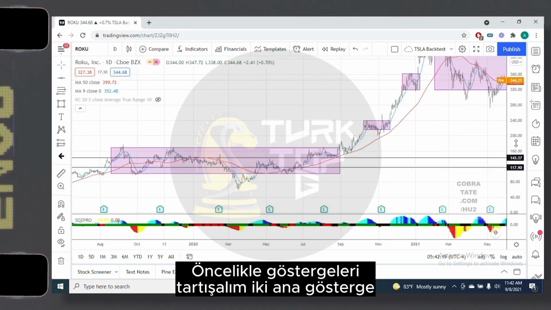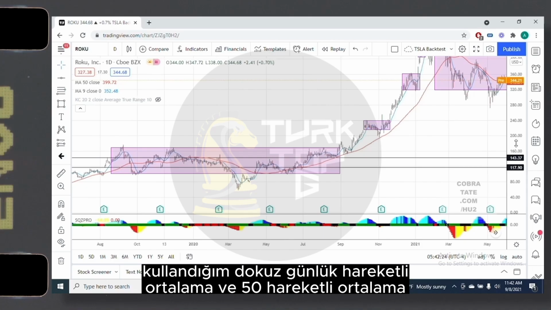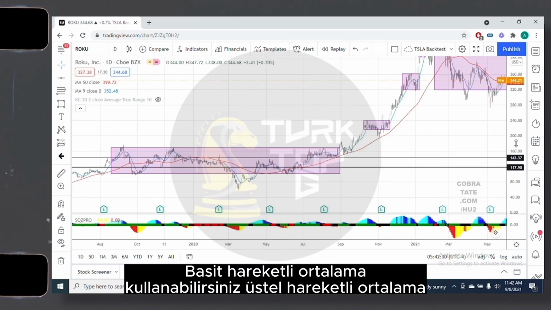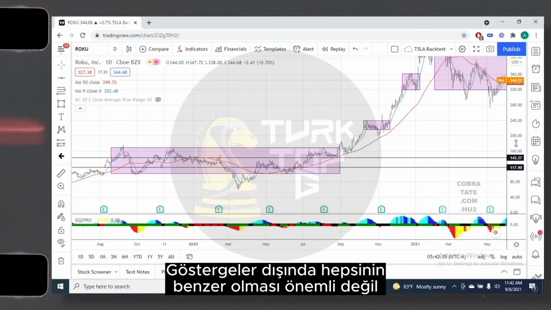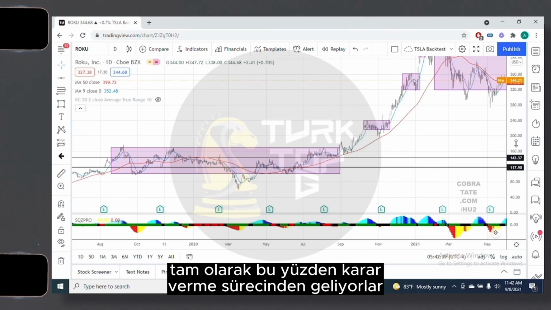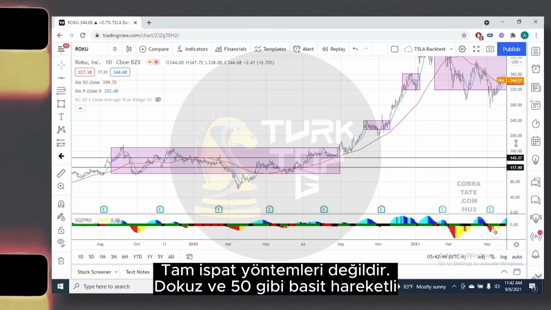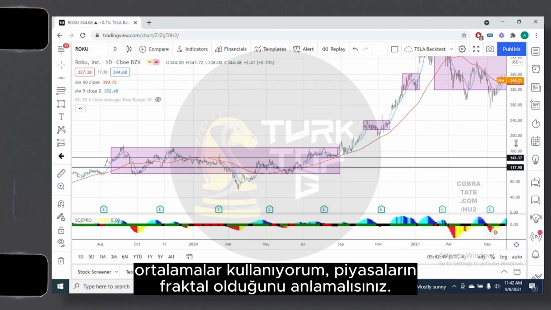First things, let's discuss the indicators. The two main indicators that I use are the 9-day moving average and the 50 moving average. You can use simple moving average, you can use exponential moving average, you can use weighted exponential moving average. It doesn't matter. They all are similar. Besides, indicators are exactly that. They're hints for decision making. They're not foolproof methods. I use simple moving averages, the 9 and the 50.